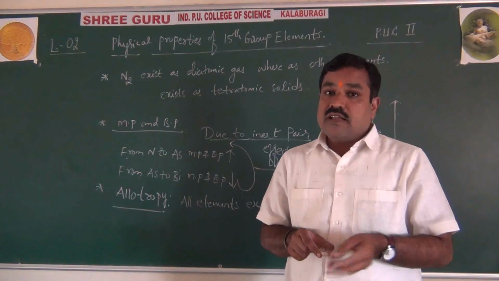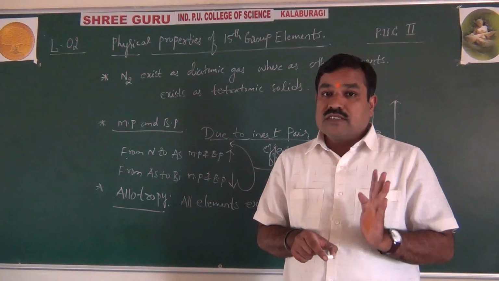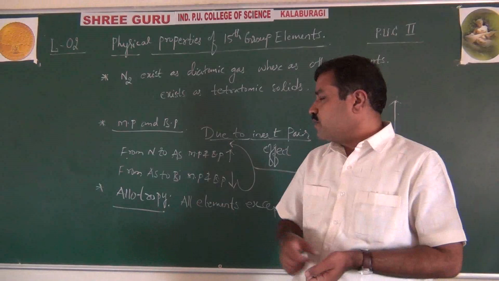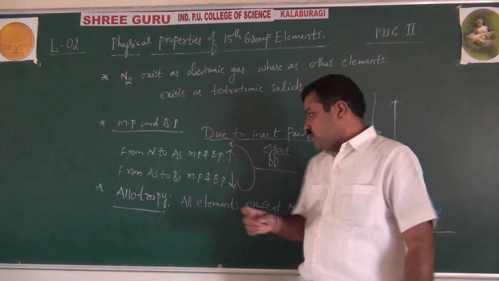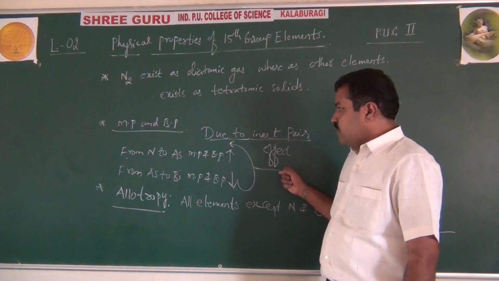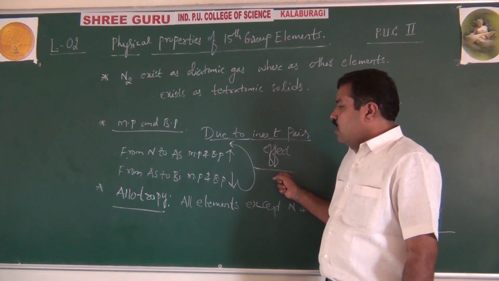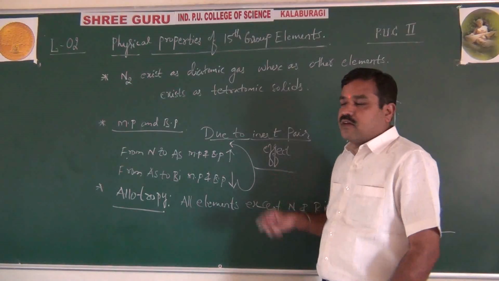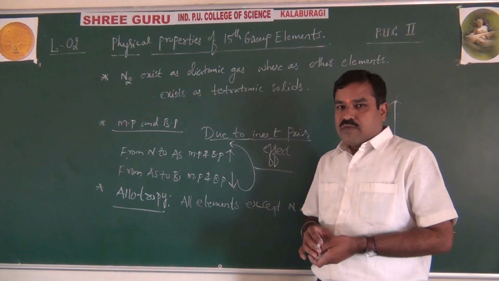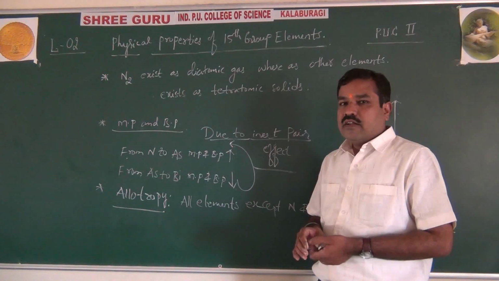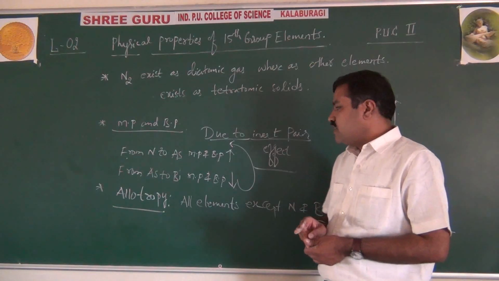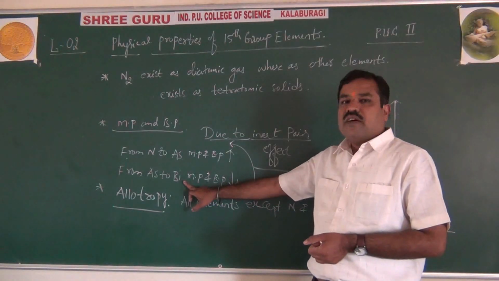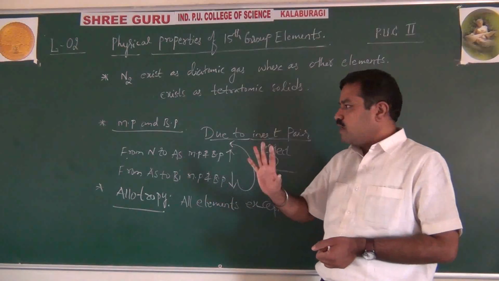But they are purely in crystalline form, not in the amorphous state. Remember, this is about allotropic property. Especially remember, for CET and NEET purposes, this is important: only for arsenic to bismuth does the melting point increase. Why? Due to the inert pair effect, meaning the trivalent state becomes more stable for antimony to bismuth. That's why. Remember.